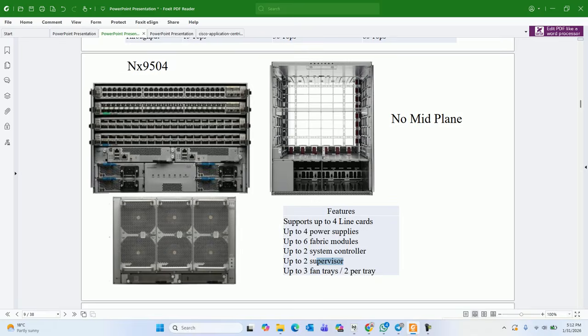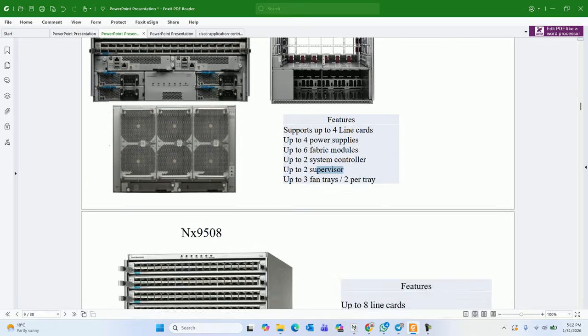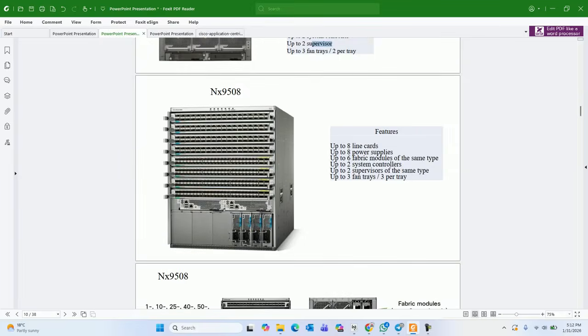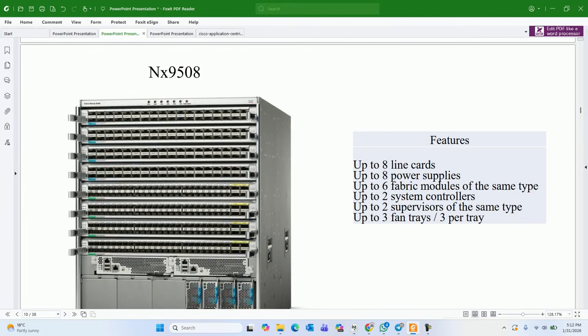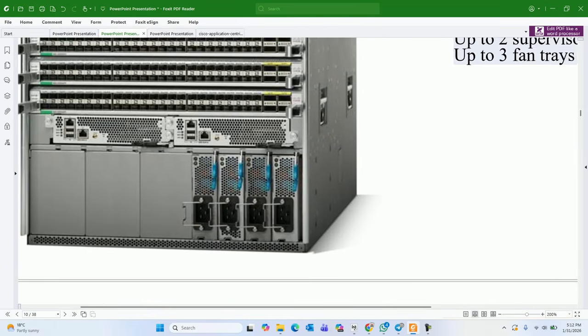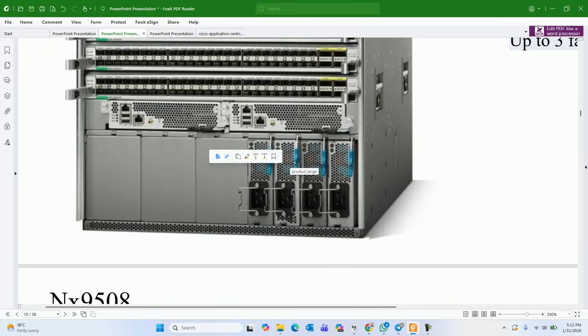All right, guys, let's come back to this. So we have these components, either 9504 or 9508. The only difference is that in 9508 you have 8 line cards. And how many power supplies can you have? 8 power supplies. So you look at this, you can imagine the redundancy.